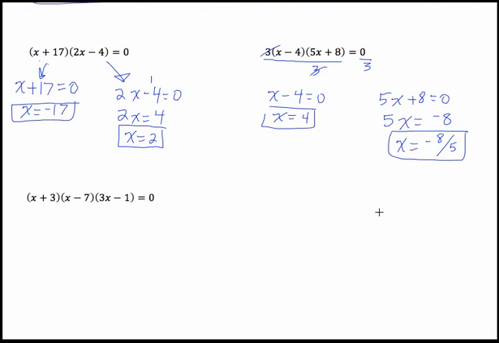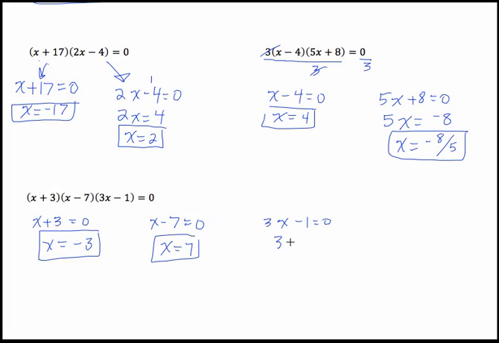Okay, and then it goes on. Your original equation could have more than 2 factors. It could have 22 factors, right? If it's factored, which this is, you just follow the same process. Set each factor equal to 0 and solve. So there's one equation, a second equation, and a third equation. And we solve each of those for x.